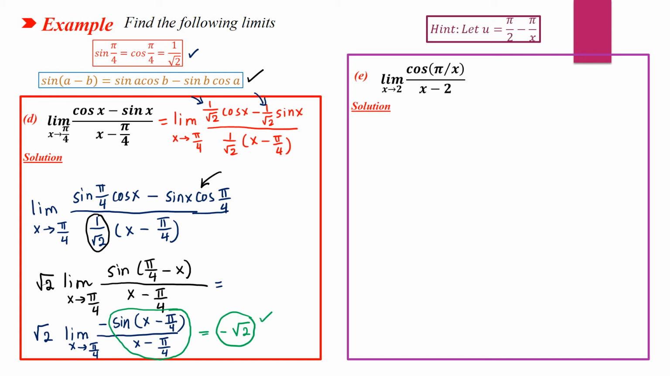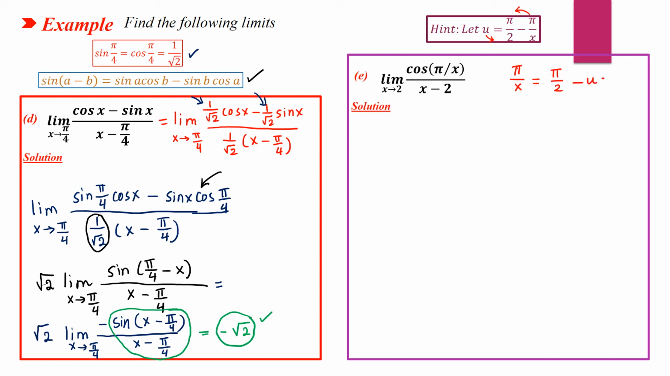In part E, we have the limit of cosine pi over x divided by x minus 2 when x goes to 2. So we have a hint here, and you have to substitute u as pi over 2 minus pi over x. So if you move negative pi over x to the left hand side and u to the right hand side, you will get pi over x equals pi over 2 minus u.